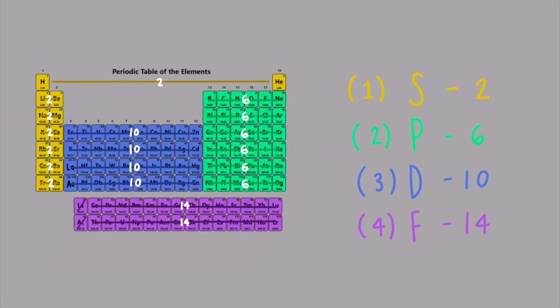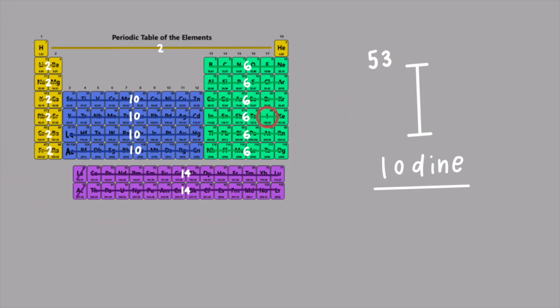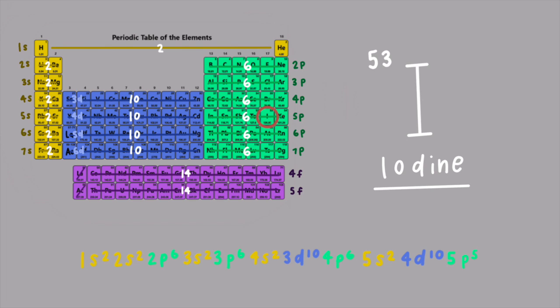Okay, so now that we know the words to our page, let's read. Let me do an example first. I will be reading an electron configuration for iodine. For iodine, the configuration is 1s2, 2s2, 2p6, 3s2, 3p6, 4s2, 3d10, 4p6, 5s2, 4d10, 5p5. It's just like reading a book. You put words together to form a sentence.